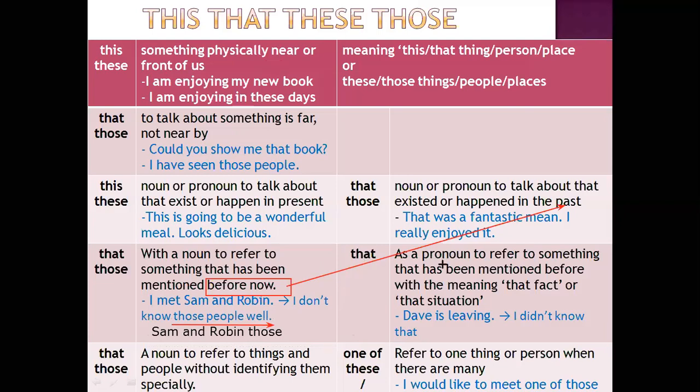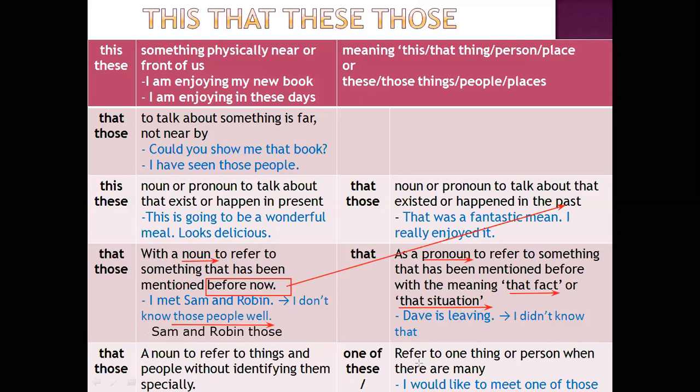That as a pronoun to refer to something that has been mentioned before, with the meaning of that fact. These two are quite similar, but here, what does it refer to? The meaning that fact or that situation. Yeah, so we're talking about a situation, but the earlier one was with the noun, and this one is with the pronoun. So let's compare them.